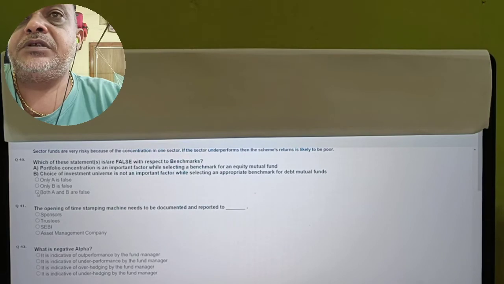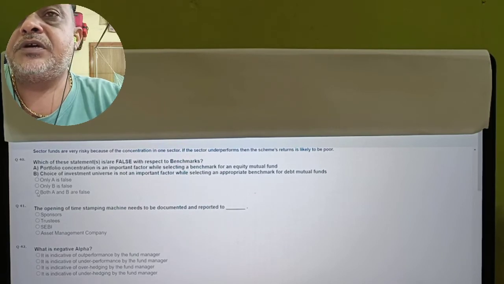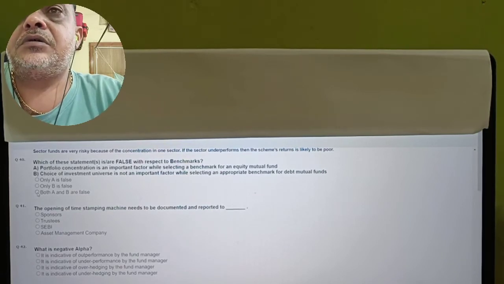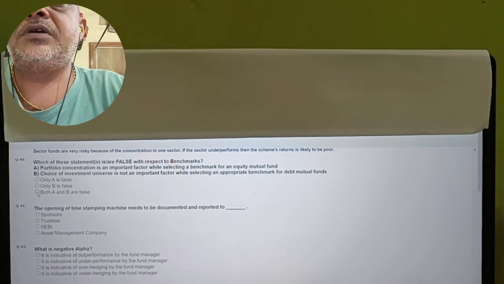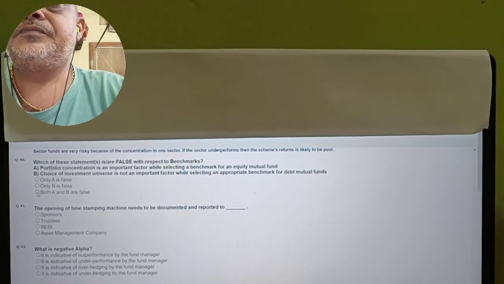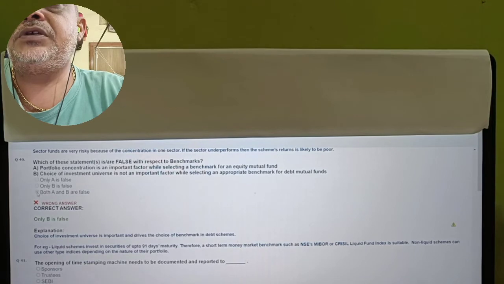Which of these statements is false with respect to benchmark? Portfolio concentration is an important factor while selecting a benchmark for an equity mutual fund. Choice of investment universe is not an important factor while selecting an appropriate benchmark for debt mutual fund. I think both A and B are false. Only B is false.